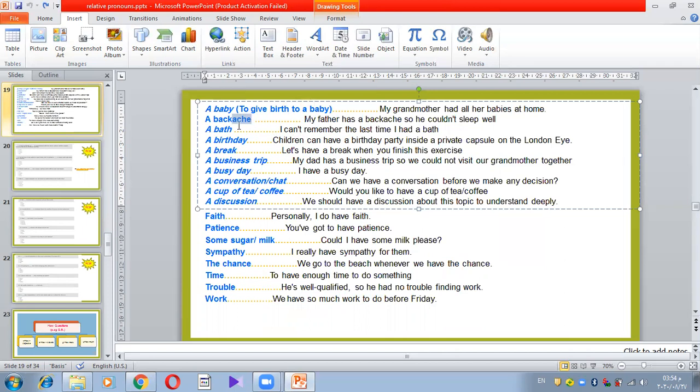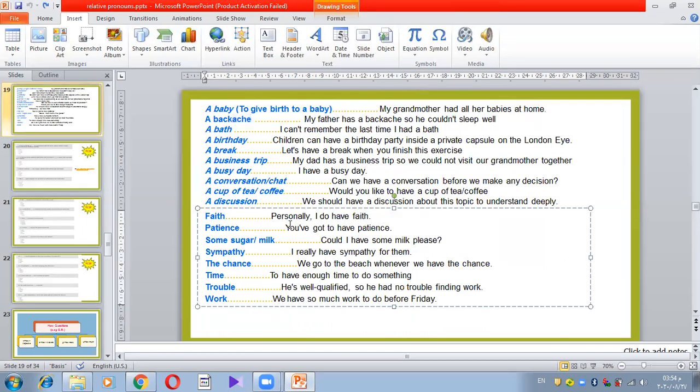A bath. I can't remember the last time I had a bath. Birthday. Children can have a birthday party inside a private capsule on the London Eye. A break. Let's have a break when you finish this exercise. A business trip or journey. My dad has a business trip, so we couldn't visit our grandmother together. Busy day. I had a busy day yesterday. Conversation or chat.